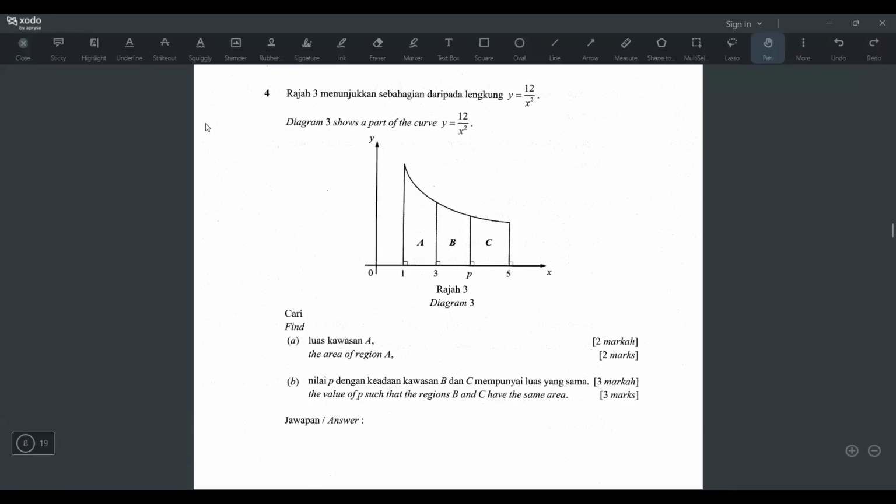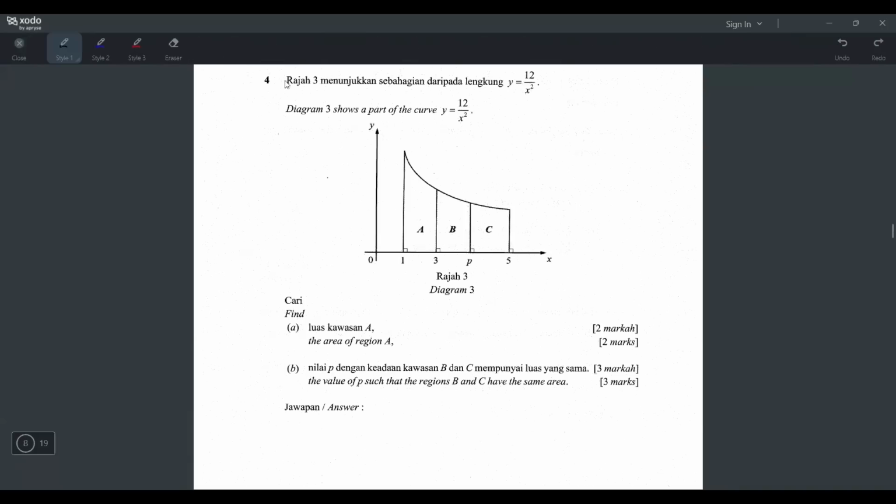Okay, sudah siap. Let's do number 4. Diagram 3 shows part of curve y equals 12 over x squared. Okay, I think this is an integration question. Yeah, integration. So they give you the curve here, 1, 3, P5, ABC. Okay, A, they say find the area of region A. So yeah, this is an integration question from Form 5 chapter 3.